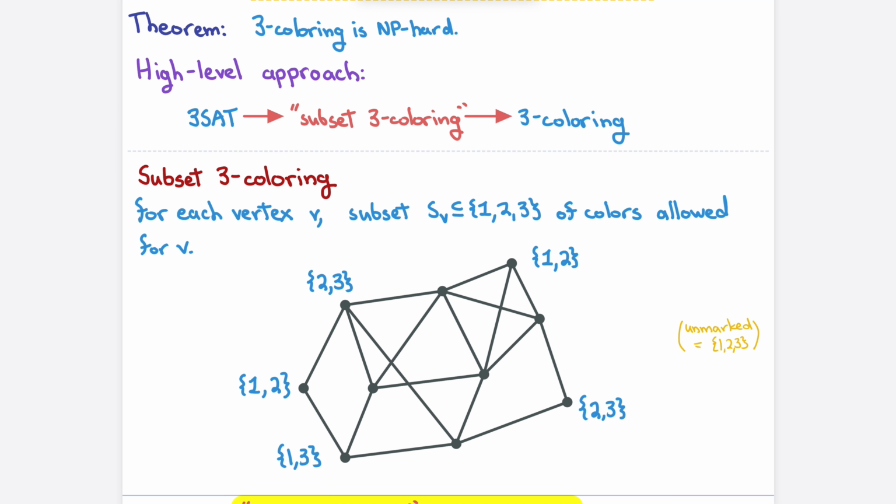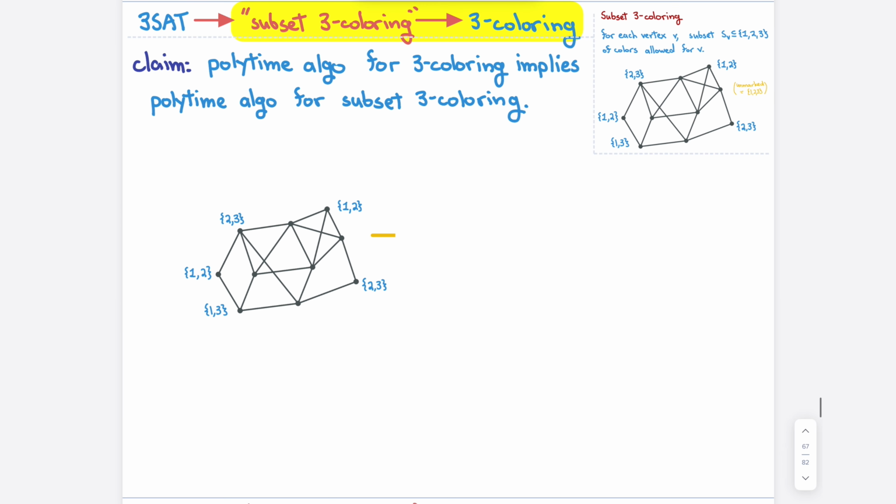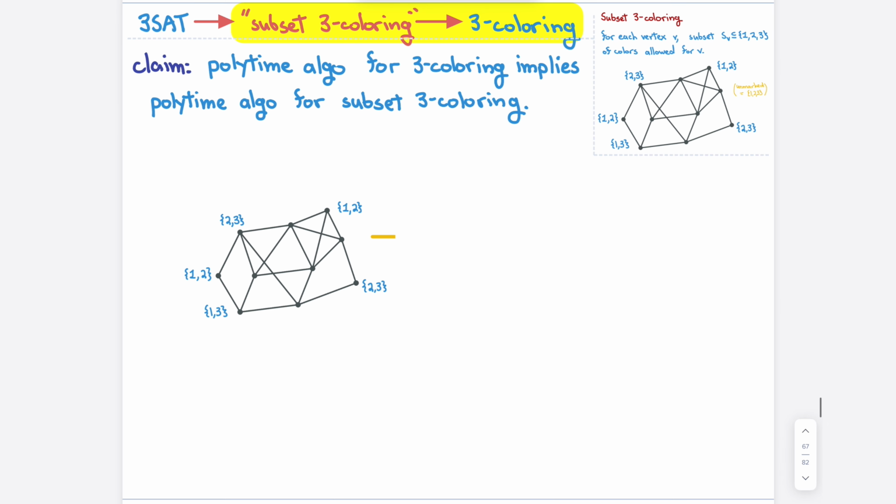We're going to show that subset 3 coloring can solve 3 SAT, and then we'll show how 3 coloring can solve subset 3 coloring. I guess we're going to do the second leg first, so I lied. The first thing we're going to do is start with list coloring, or subset 3 coloring, and show that 3 coloring can solve it.